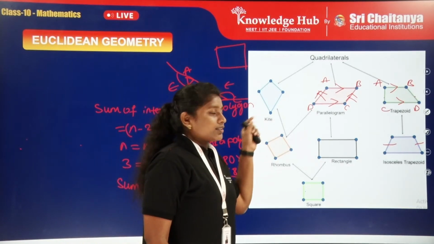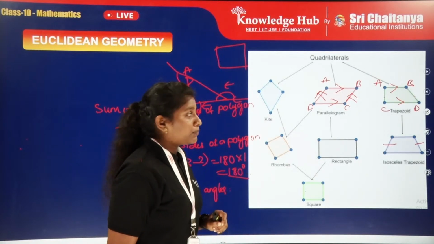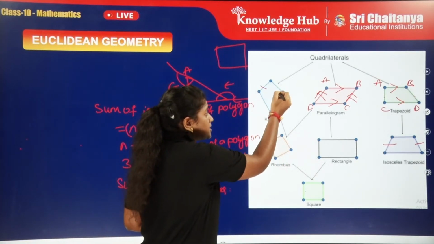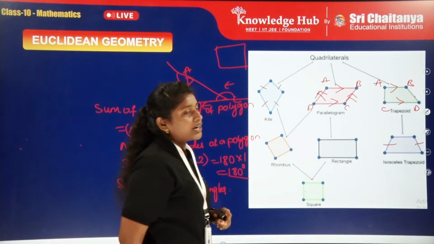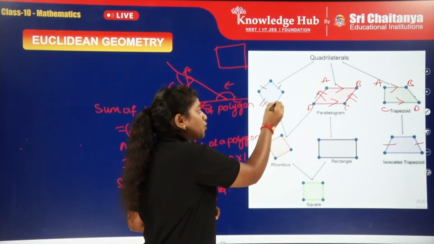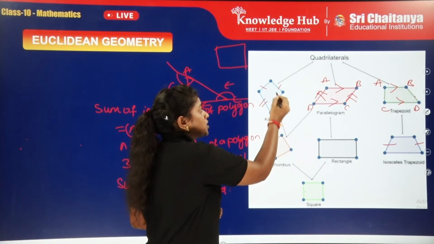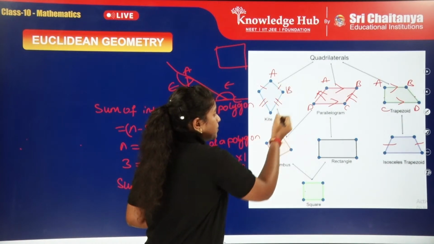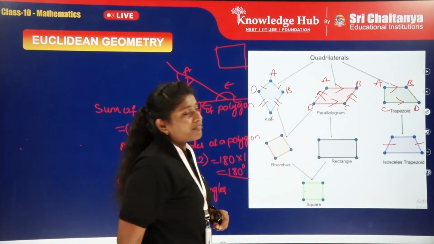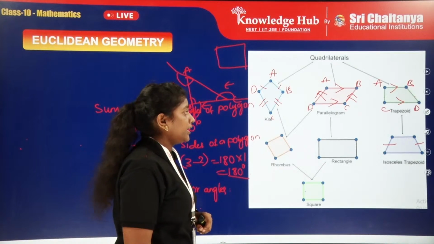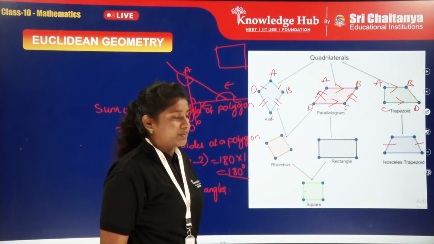Moving to the next, the kite. If the adjacent sides of a quadrilateral are equal, then it forms a kite. Consider the vertices A, B, C, D. Here I have AB equal to AD and BC equal to CD.